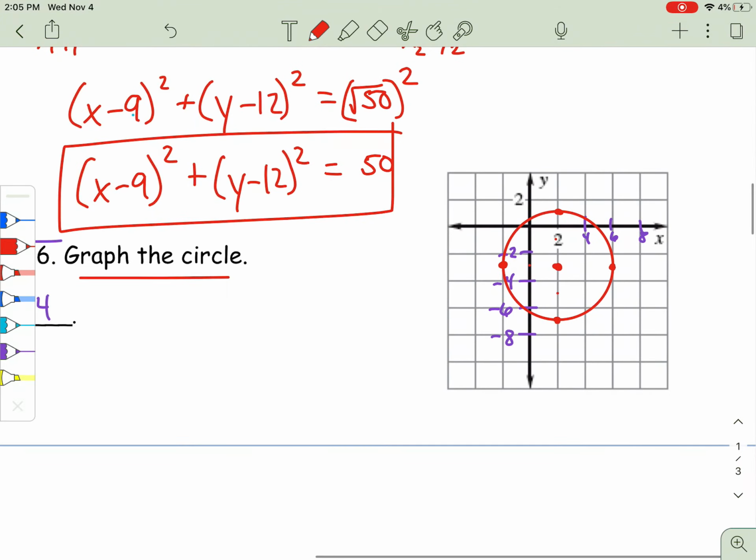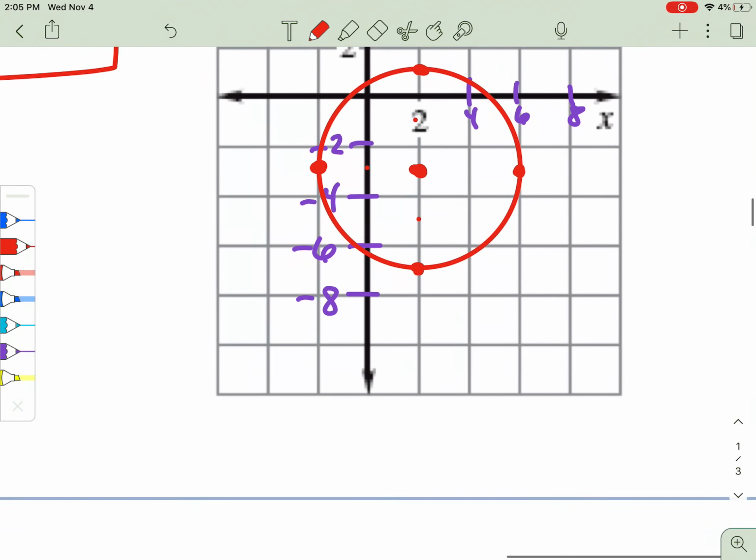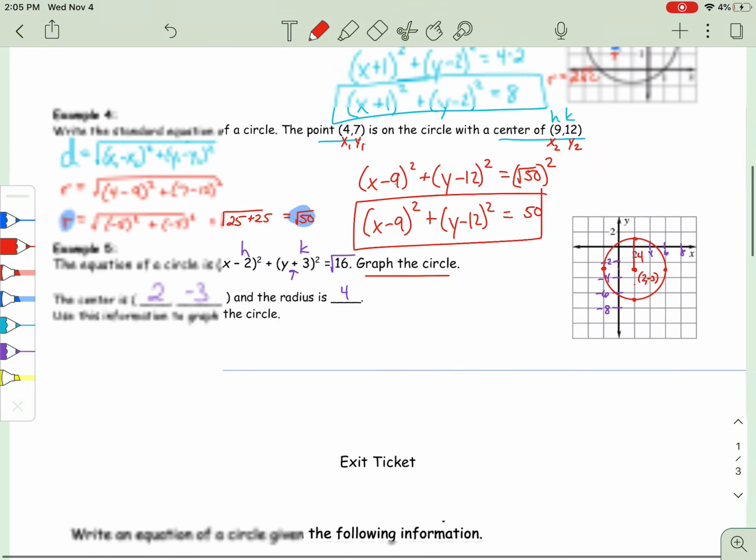And there you go. So that's how you write and draw an equation of a circle. You list your center, which is 2, negative 3, and then I've got a radius of 4.